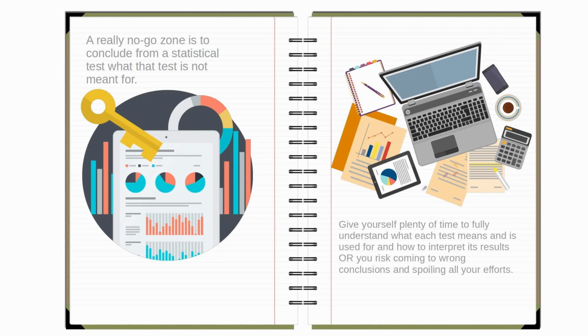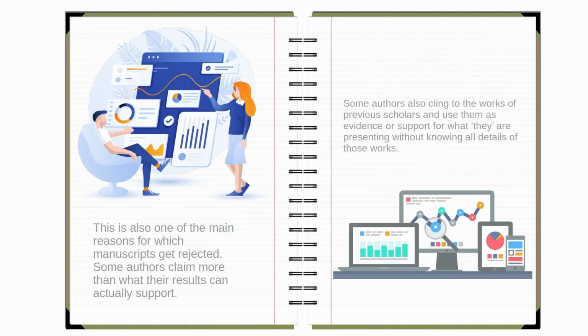A really no-go zone is to conclude from a statistical test what that test is not meant for. Give yourself plenty of time to fully understand what each test means and is used for and how to interpret its results, or you risk coming to wrong conclusions and spoiling all your efforts. This is also one of the main reasons for which manuscripts get rejected.